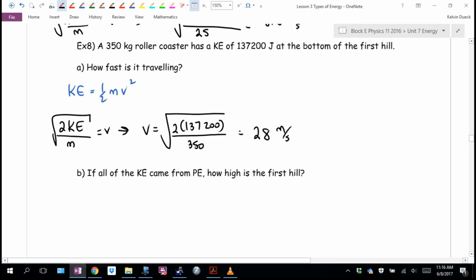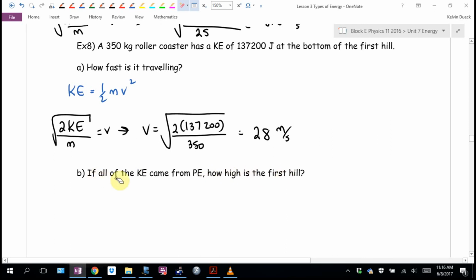B, let's suppose you're an engineer. You're designing this ride, and at the bottom of the first hill, you want people to be going 28 meters per second. How high do you have to build that first hill? If all of the kinetic energy came from potential energy, how high is that first hill?